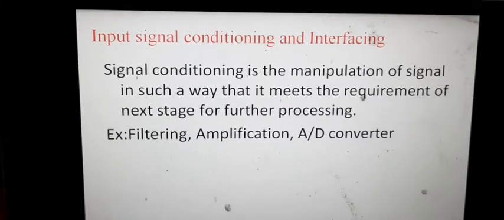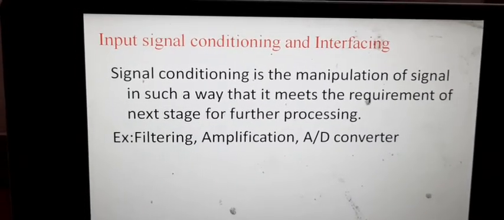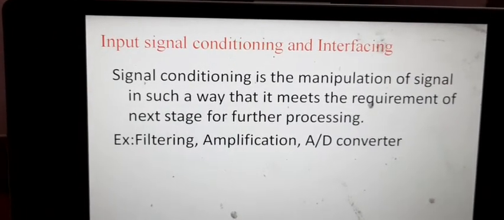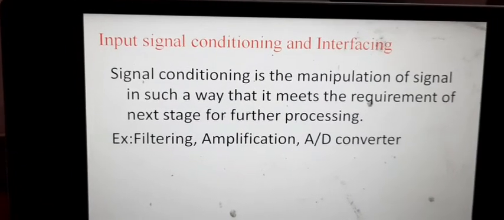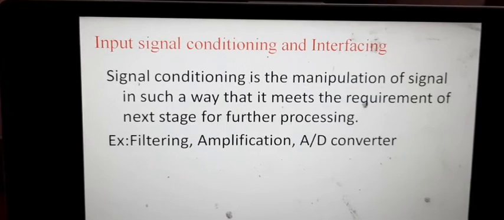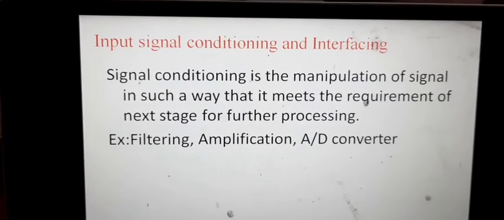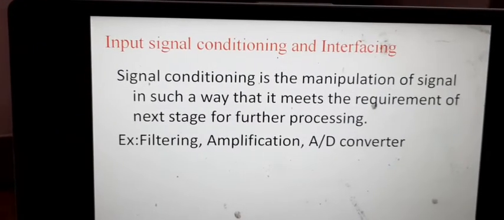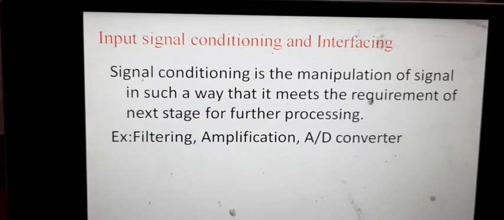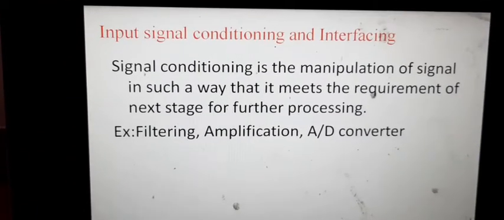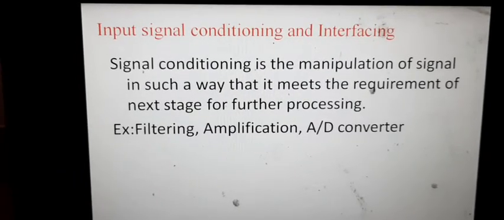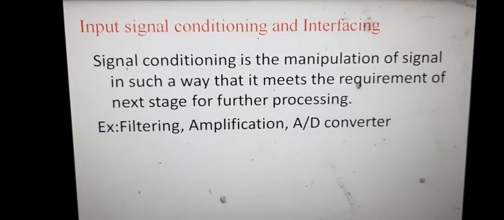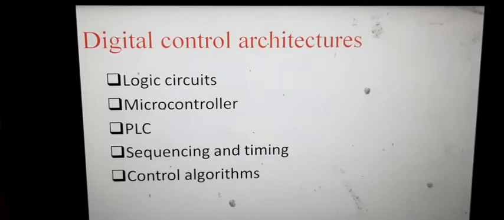Another one is amplification. Suppose the signal which we get is of low amplitude, and to get meaningful information from it, we need to increase its amplitude by doing amplification. Also, the analog to digital converter: the signal which we get from the sensor is an analog signal, but to do the post processing or to get some information, we need digital data. So the analog to digital converter converts the analog signal into a digital signal. These are examples of signal conditioning and interfacing.